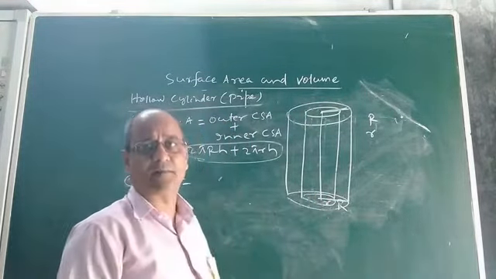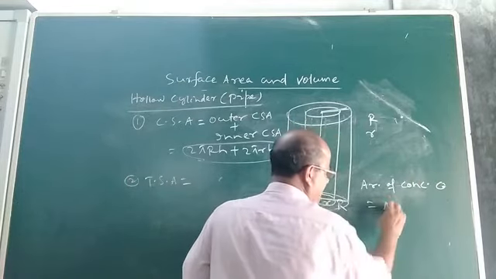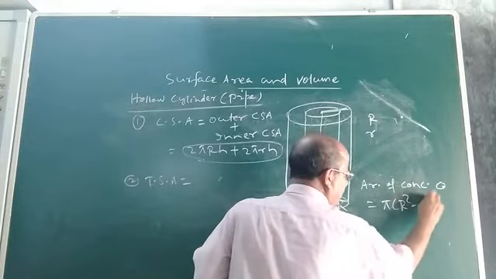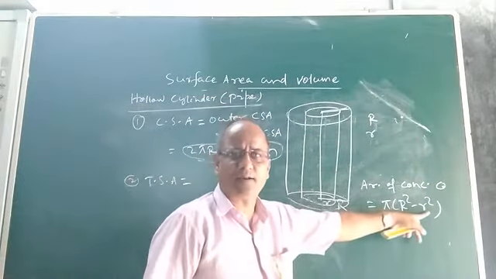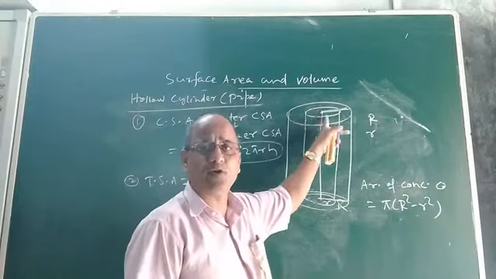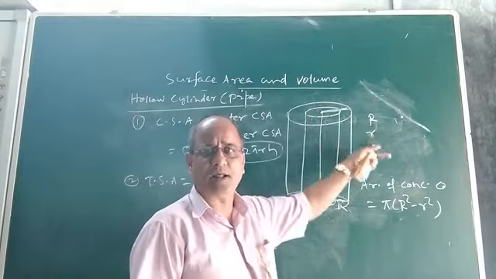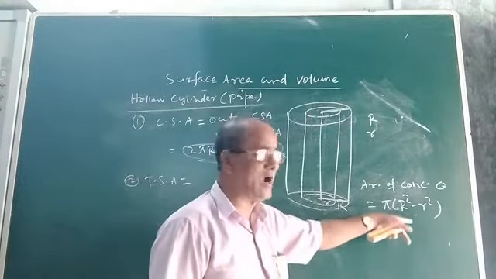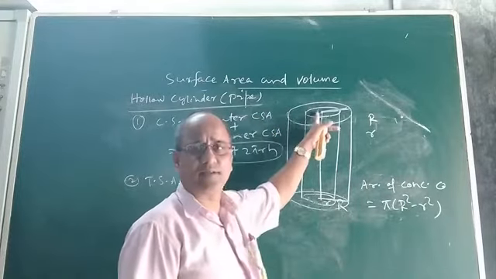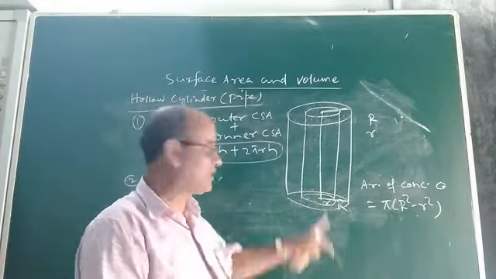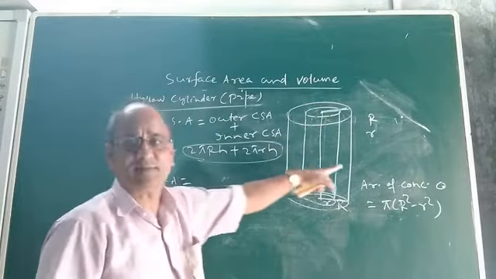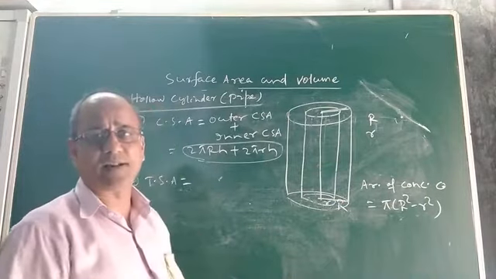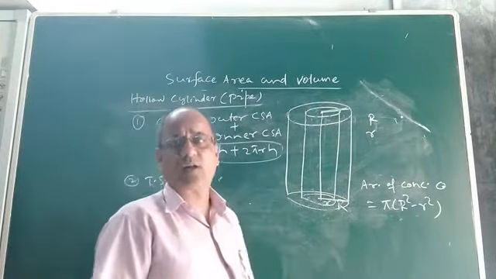Area of concentric circles is given by pi into capital R square minus small r square. So the area of this rim will be pi into R square minus r square, and the area of the upper rim will also be equal to pi into capital R square minus small r square. Now if you add the area of this rim to the area of this rim, you will get the area of the two rims. And the area of these two rims will be added to the curved surface area, so that the total surface area of the hollow cylinder or pipe will be obtained.